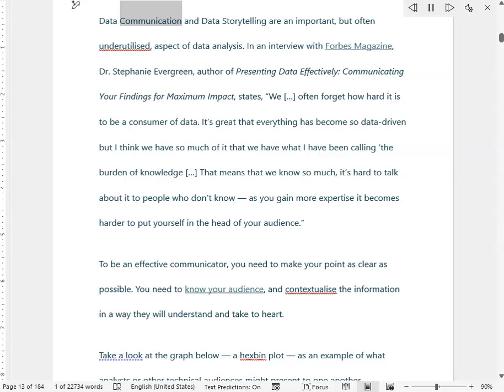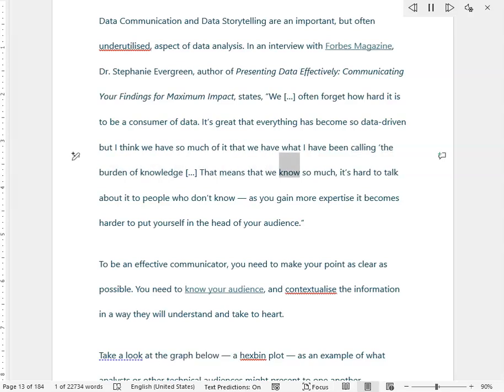Data communication and data storytelling are an important, but often underutilized, aspect of data analysis. In an interview with Forbes magazine, Dr. Stephanie Evergreen, author of Presenting Data Effectively, Communicating Your Findings for Maximum Impact, states, "We often forget how hard it is to be a consumer of data. It's great that everything has become so data-driven, but I think we have so much of it that we have what I have been calling the burden of knowledge.